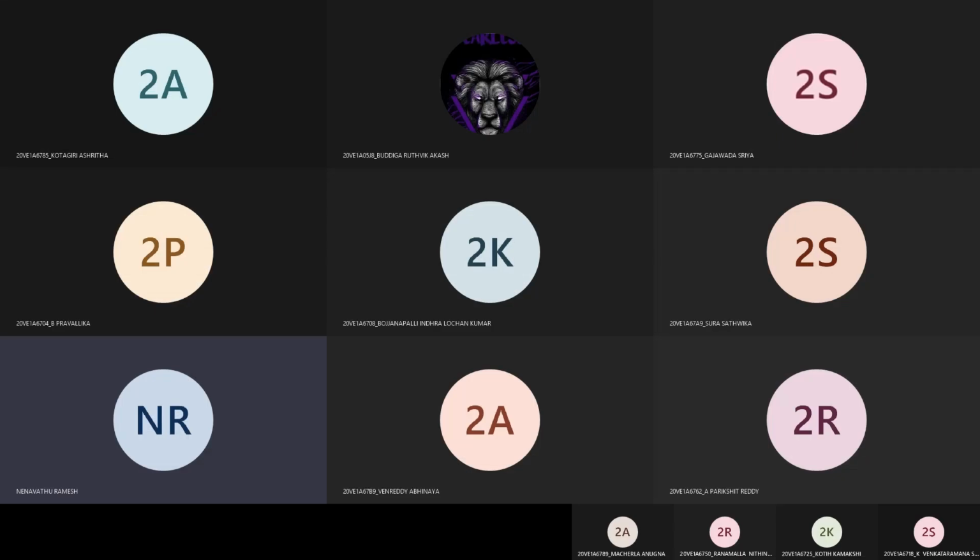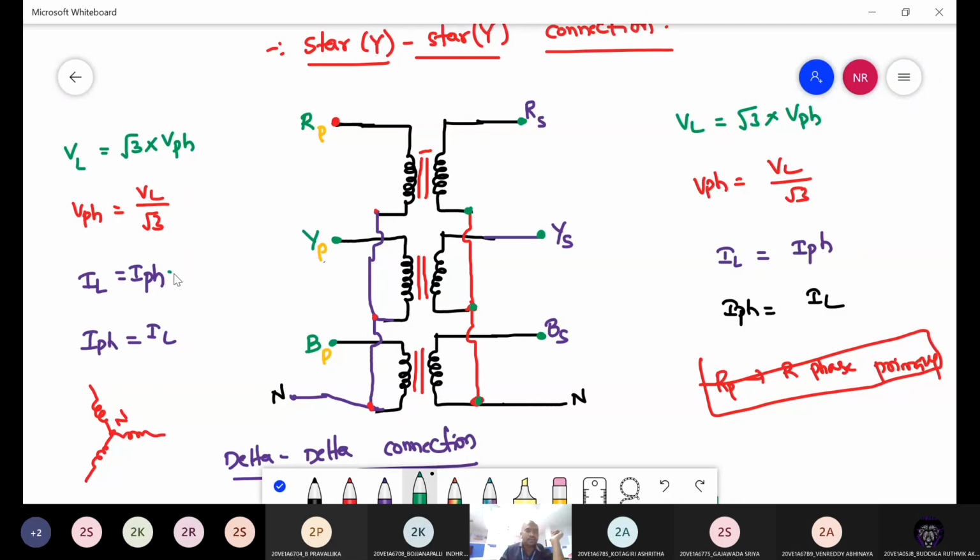Current is same. First point, IL is equal to I phase. At the same time, I phase is equal to IL. Then if the current is same, it means voltage has the difference. That is VL is equal to root 3 into V phase. Then V phase is equal to VL by root 3.